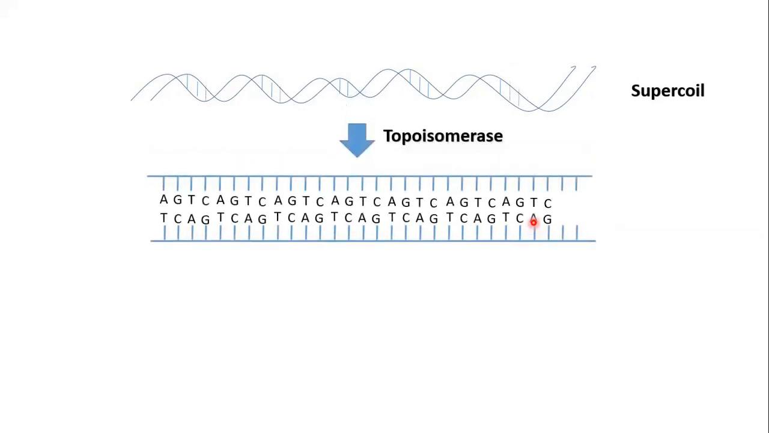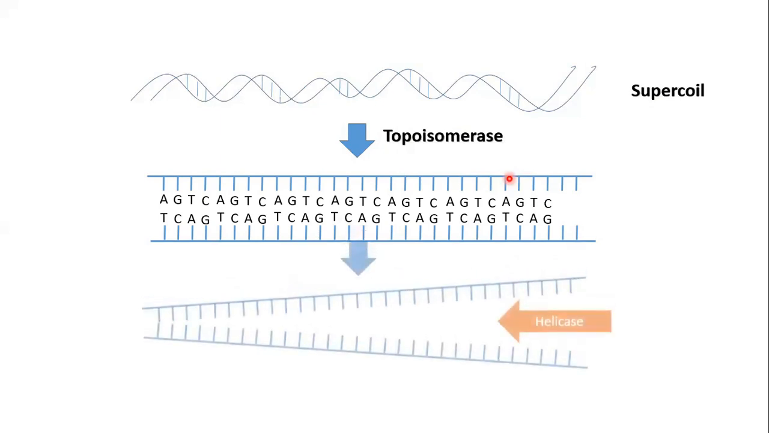Actually, we know that genes remain in DNA. In a cell, the chromosome or DNA is available in a supercoil structure. After that, this supercoil, using the topoisomerase enzyme, is converted to a plain structure of DNA. Here we can find the supercoil structure of DNA, and through the activity of the topoisomerase enzyme, this supercoil structure is converted to a plain structure.